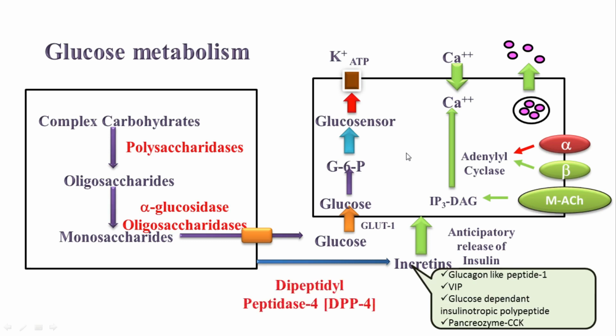That someone was an enzyme called dipeptidyl peptidase 4 or DPP4. Its job was to inhibit incretins. This completes our picture of glucose metabolism. Okay, now what exactly does insulin do?